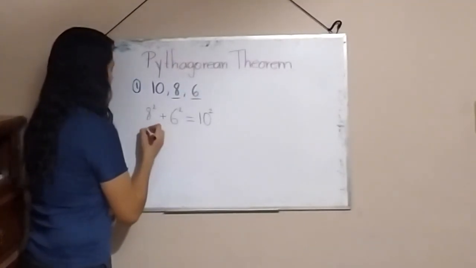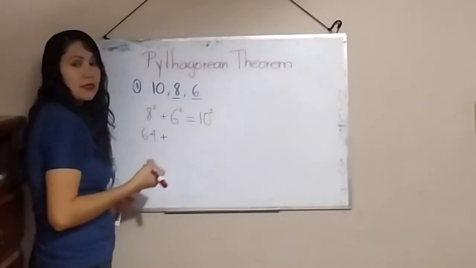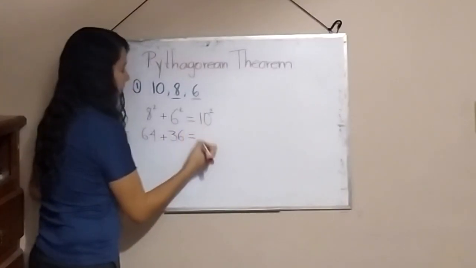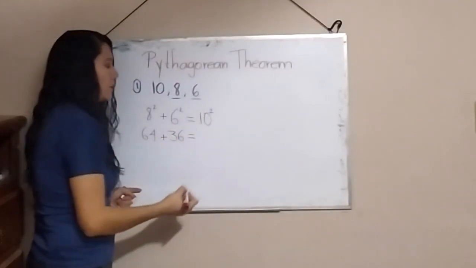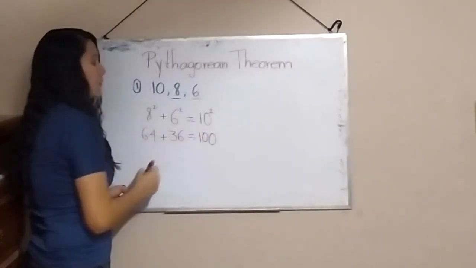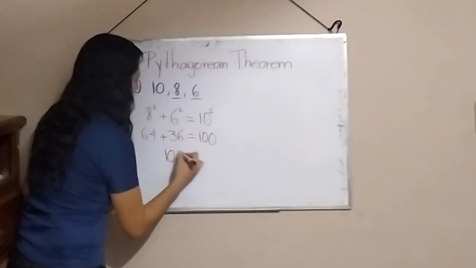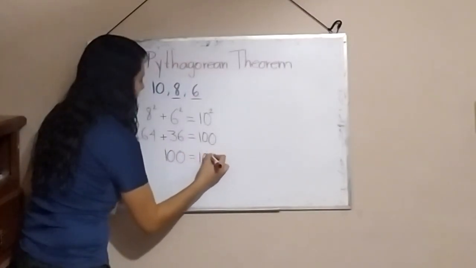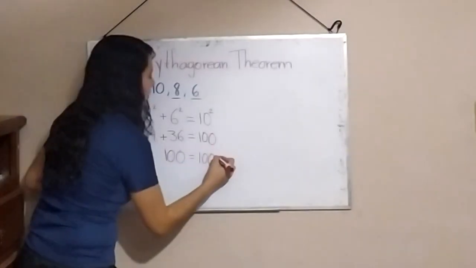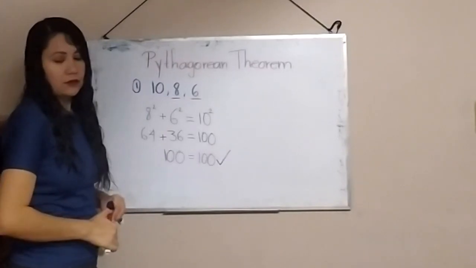8 squared is 64 plus 6 squared, which is 36, equals 10 squared, which is 100. 64 plus 36 is 100. 100 equals 100. This is true, so this is a right triangle.